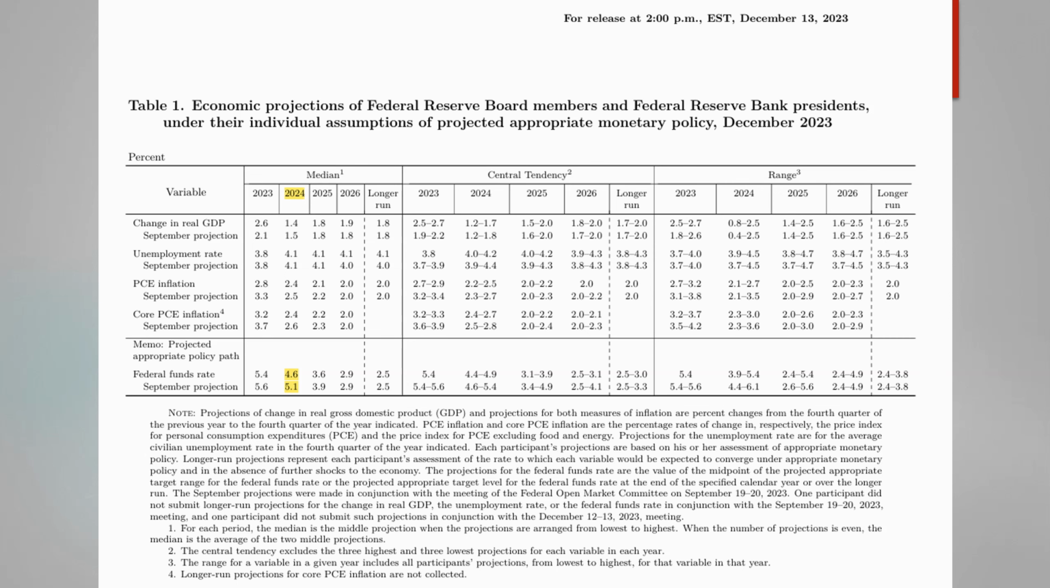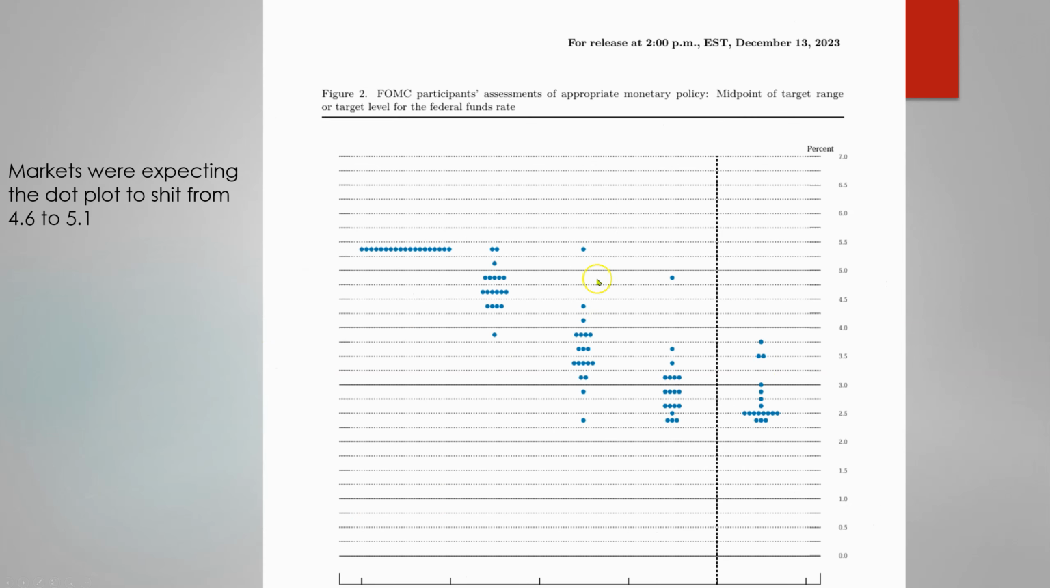So I hope you remember that. And also the dot plots, I also made a video talking about the dot plots. So you need to go back to that video for reference. So markets were expecting this to shift from a 5.1 to a 4.6. So you can see a lot of participants here are staying on these levels. So markets obviously were expecting this to shift to a 4.6, right?